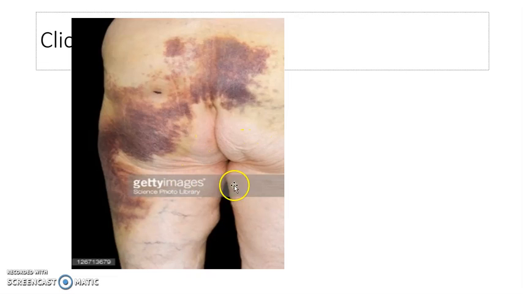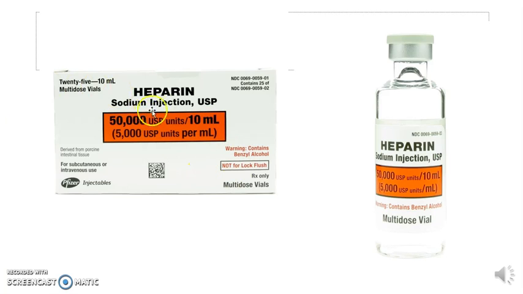So this is what you get if you give it intramuscularly instead of subcutaneously or intravenously. You might get this hematoma formation. So this is a picture of a heparin injection vial. This is something you can use multiple times. It's a multi-dose vial. And here it's mentioned again for subcutaneous or intravenous use.